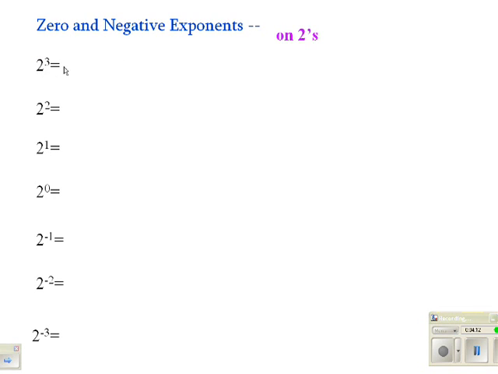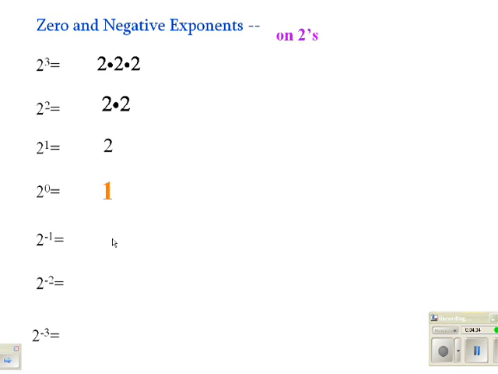Similar thing happens with any other number, 2 to the third power. By now you should be comfortable thinking of it as 2 times 2 times 2. 2 squared is 2 times 2. 2 to the 1 is just 2. And then you start thinking, well, what's going to happen? It's a 1.